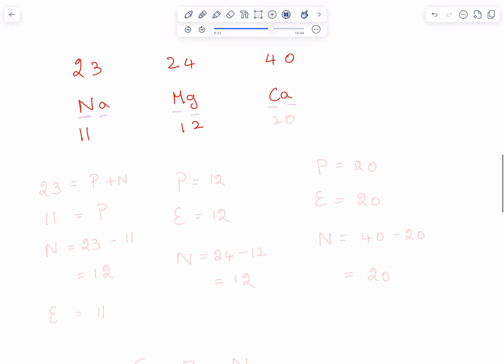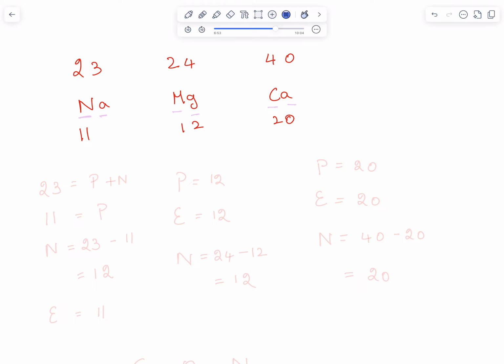Now remember, the heavier number is the mass number. The smaller number is the atomic number. The mass number is the number of protons plus the neutrons, and the atomic number is the proton number only. I'll give you 2 minutes to work it out in real time, and then you can pause the video here and restart. Good luck.